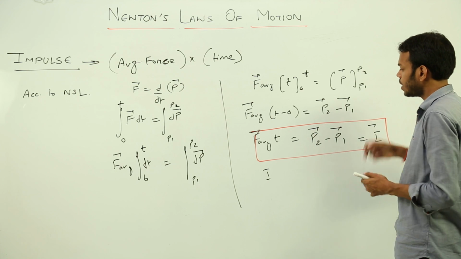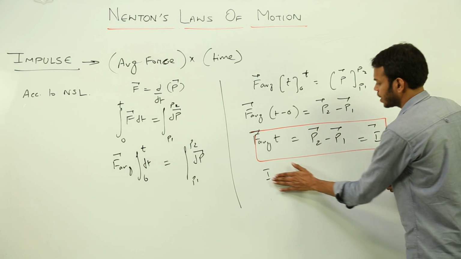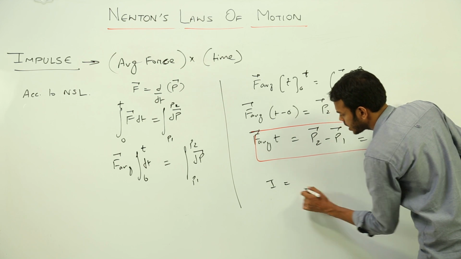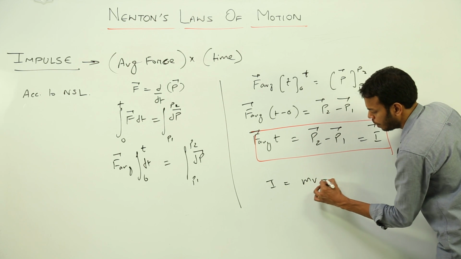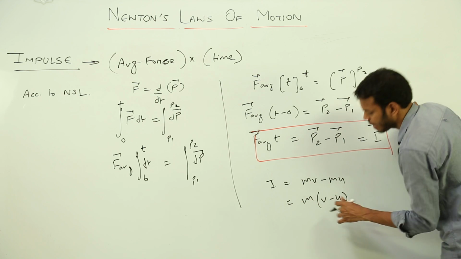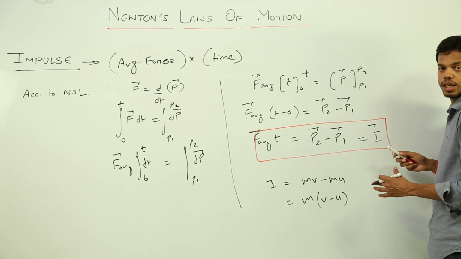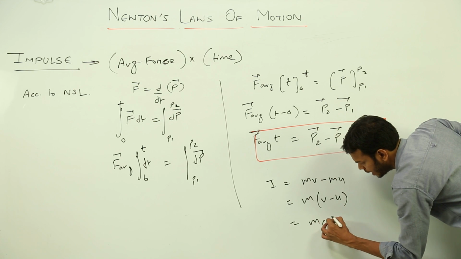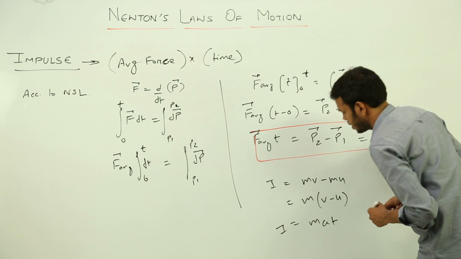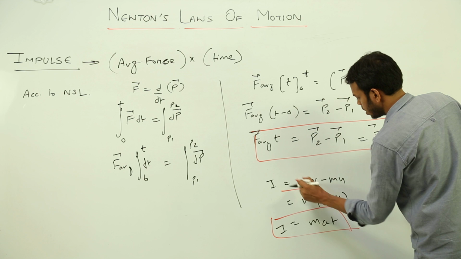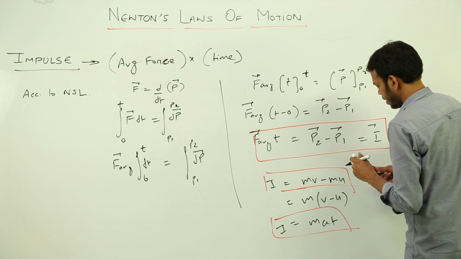So what do we get as an expression for impulse? You can also use this formula in your numericals. Impulse is final momentum minus initial momentum, which is mv minus mu. This is m into (v minus u), and sometimes v minus u is what? At. So sometimes you can also use the formula m into a into t, which is impulse. This formula is sometimes useful and sometimes the other. You can note it down.